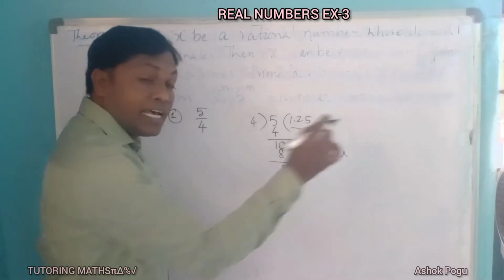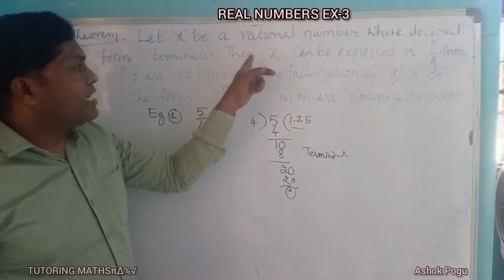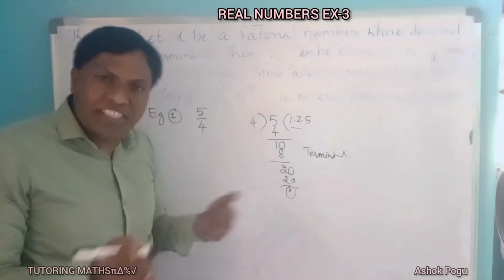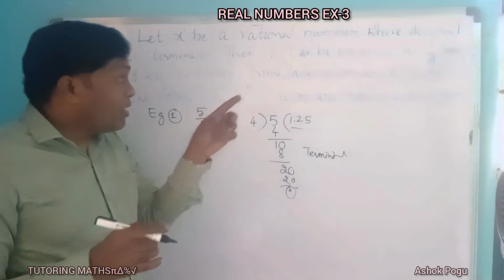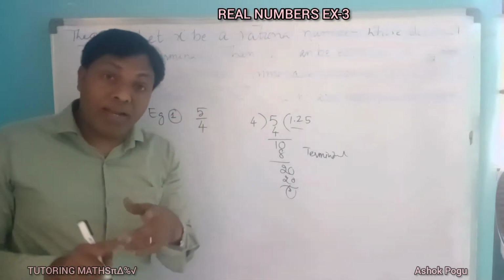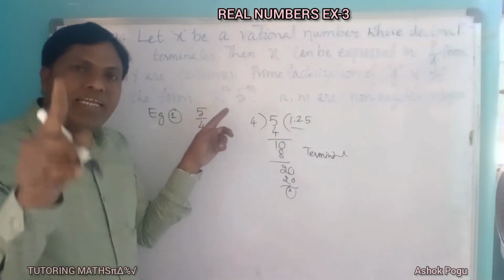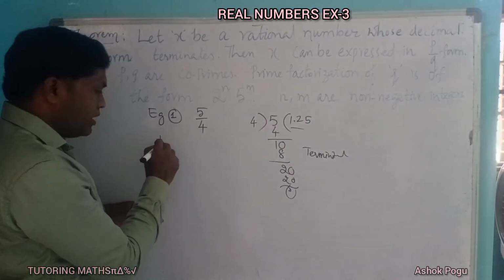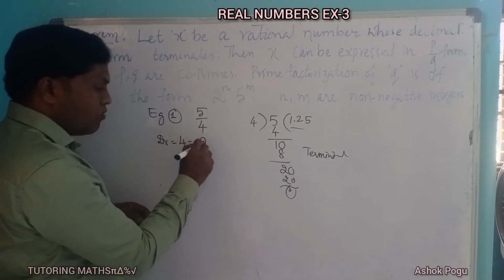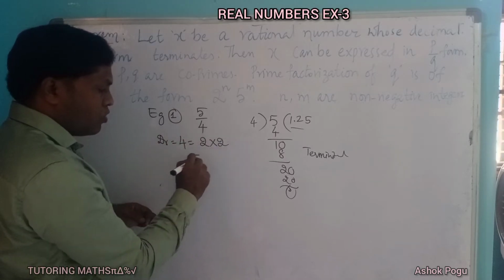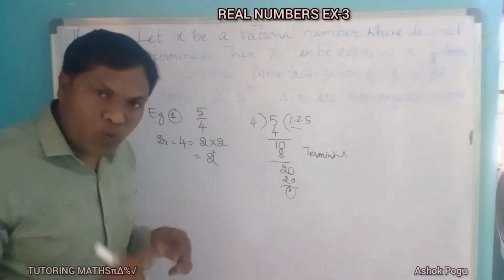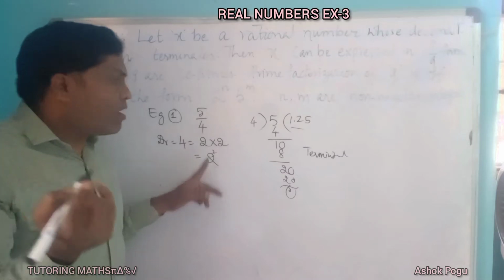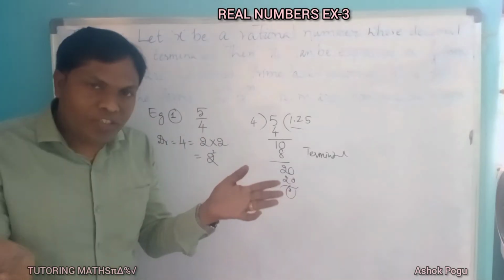This is terminating. Rational number whose decimal form terminates. This decimal form is terminated. But what is the concept here? Please keep in mind, my dear students, the denominator should be factorized. Let us factorize. What is the denominator? Here, the denominator is 4. What are the prime factors of 4? 2 into 2, that is 2 square. Here, the denominator is expressed only in the form 2 to the power n. There are no 5s, no problem.